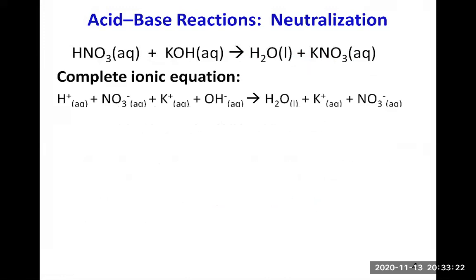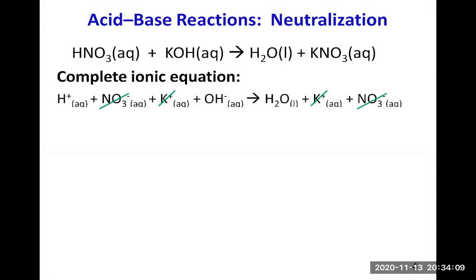So if we write the complete ionic equation for this molecular equation we have on top here, the complete ionic equation will show all the ions in solution. HNO3 will be dissociated into H+ and NO3-, so the H+ ion and the nitrate. KOH will dissociate into K+ and OH-, the hydroxide ion. And then we will make water. Notice how water stays as water. It's one molecule, it is not dissociated. And then the salt, KNO3, is made of the ions K+ and the nitrate, NO3-.